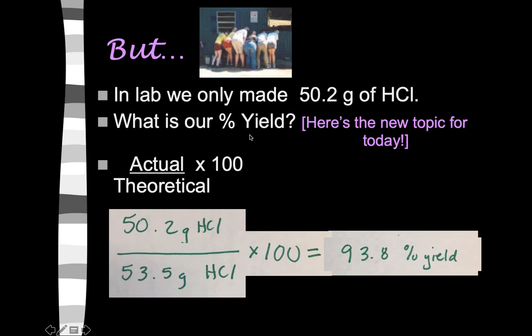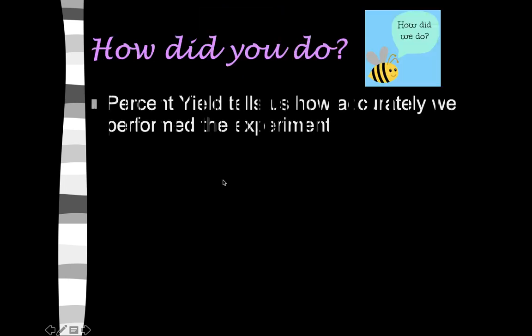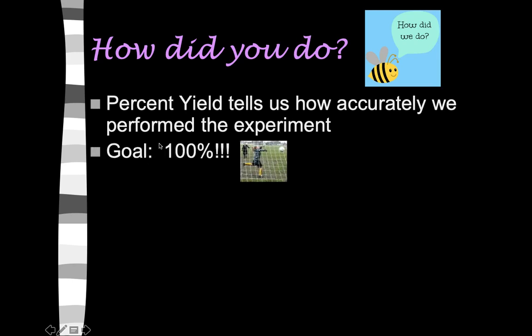But now let's talk about what it means. So actual over theoretical. Think about it. If these two numbers were the same, that would be 1 times 100, 100%. So if what we actually made was what we were supposed to make, that would be a perfect percent yield. So percent yield is telling us how accurately we performed the experiment. And the goal is 100% because that means your actual and your theoretical are the same.